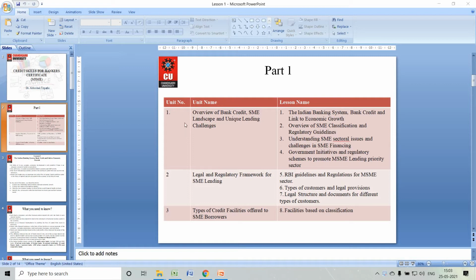We have already completed Unit 1 of Part 1. Now let's go for Unit 2 of Part 1, which is the legal and regulatory framework for SME lending. This unit again has three lessons. The first lesson is RBI guidelines and regulations for MSME sector. The second one is types of customers and legal provisions. Then legal structure and documents for different types of customers. So let us go for RBI guidelines and regulations for MSME sector.